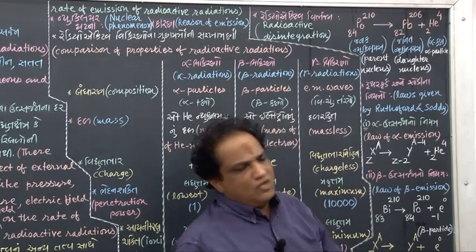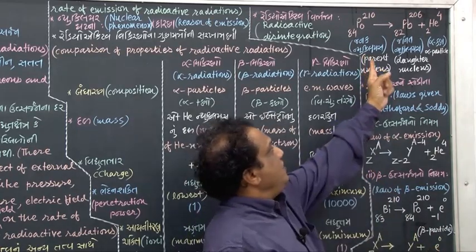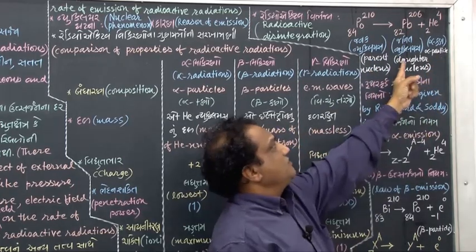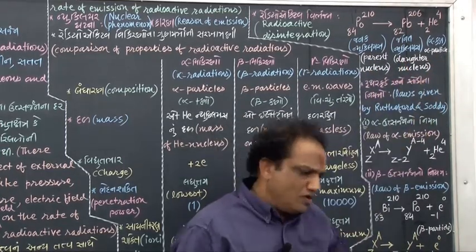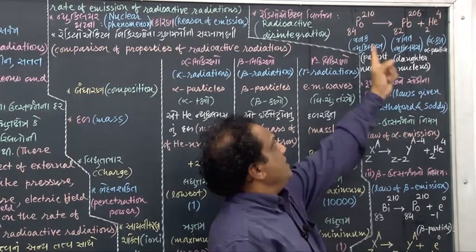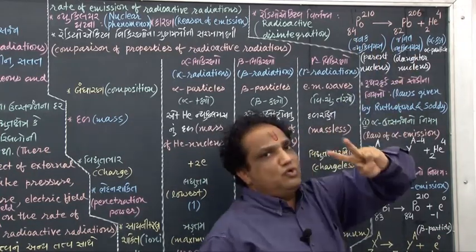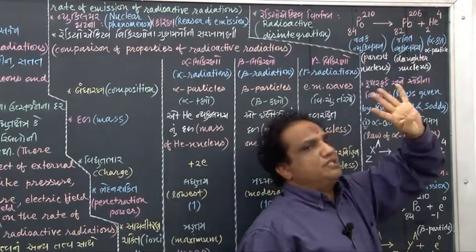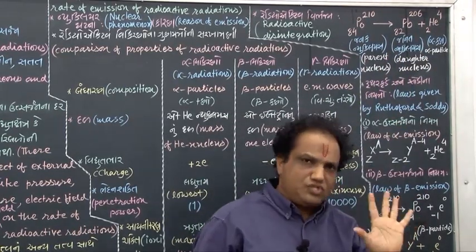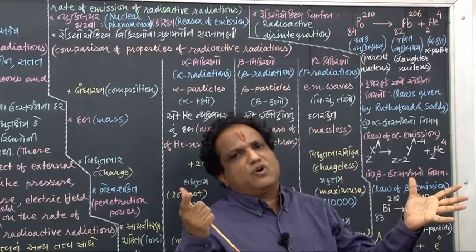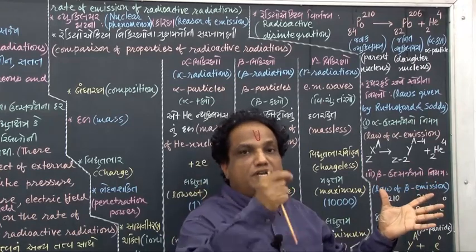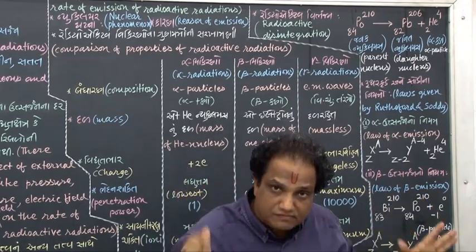I repeat. Whenever any parent nucleus emits one alpha particle and gets transformed into daughter nucleus, its atomic number decreases by 2 units and its atomic mass number decreases by 4 units, full stop. This very statement is called law of alpha emission for radioactive disintegration.